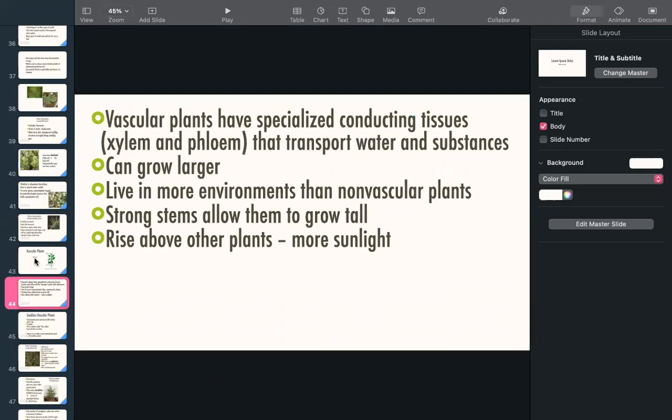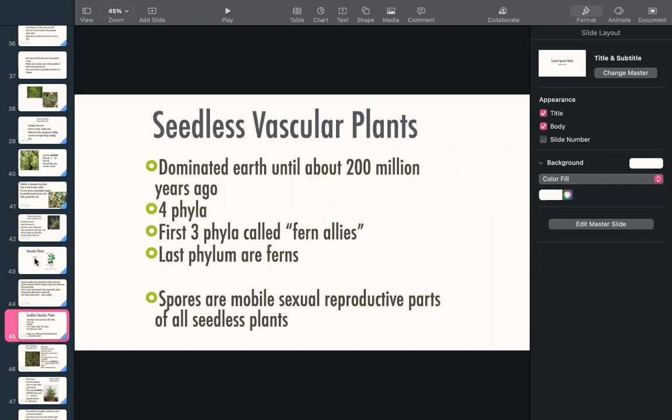Because they have xylem and phloem, they can have stronger stems that allow them to grow taller. And of course, that allows them to rise above the other plants, which means more sunlight. So, all in all, they have a huge advantage over the non-vascular plants.